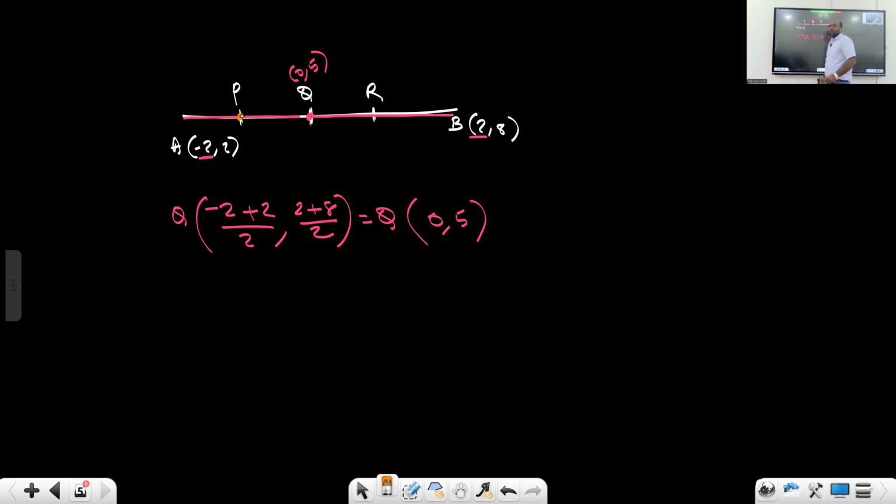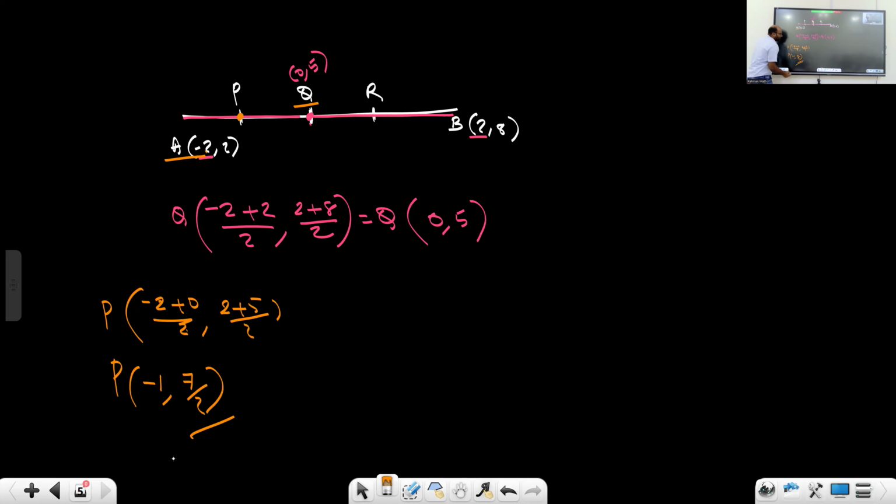Mahbub, what is your name? Mazin. Okay. See, midpoint of AQ. Then Mazin, tell me the P coordinate, midpoint of AQ. Take first this one. Minus 2 plus 0 by 2, comma 2 plus 5 by 2. So P coordinate will be minus 2 by 2, minus 1, comma 7 by 2. You no need to make it a fraction. That's enough. If you want, you can place here minus 1, comma 7 by 2.